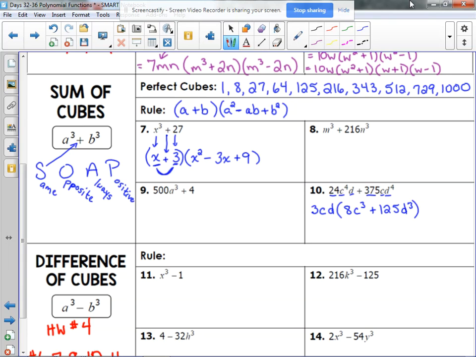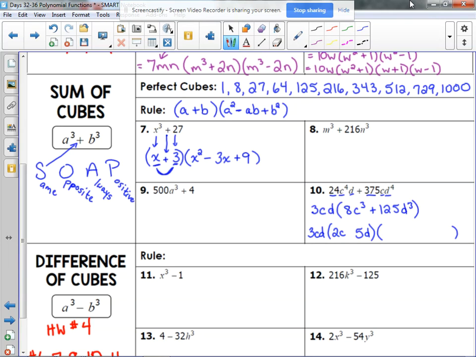Now we have the sum of perfect cubes. 8 and 125 are perfect cubes. C cubed and D cubed are perfect cubes. So bring that GCF down. 2 cubed is 8. C cubed is C cubed, so 2C goes first. 5 cubed is 125. D cubed is, of course, D cubed. So 5D is our second term.